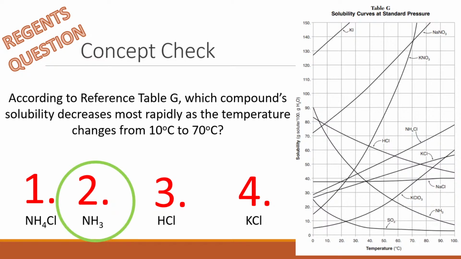When we look at this very clearly, NH4Cl goes up, so that's not decreasing. HCl goes down. KCl goes up. So we're looking at NH3, which also goes down. NH3 and HCl. And when we look from 10 to 70, this is the more rapid decline.